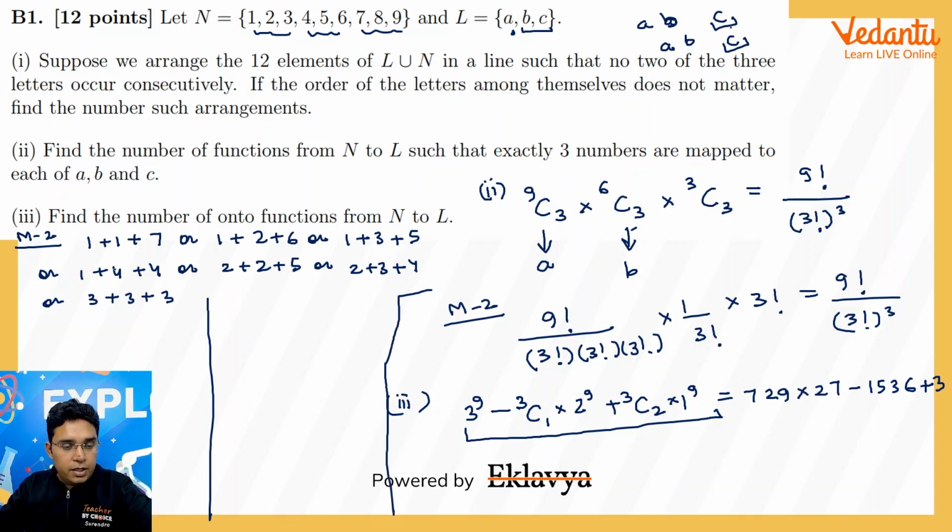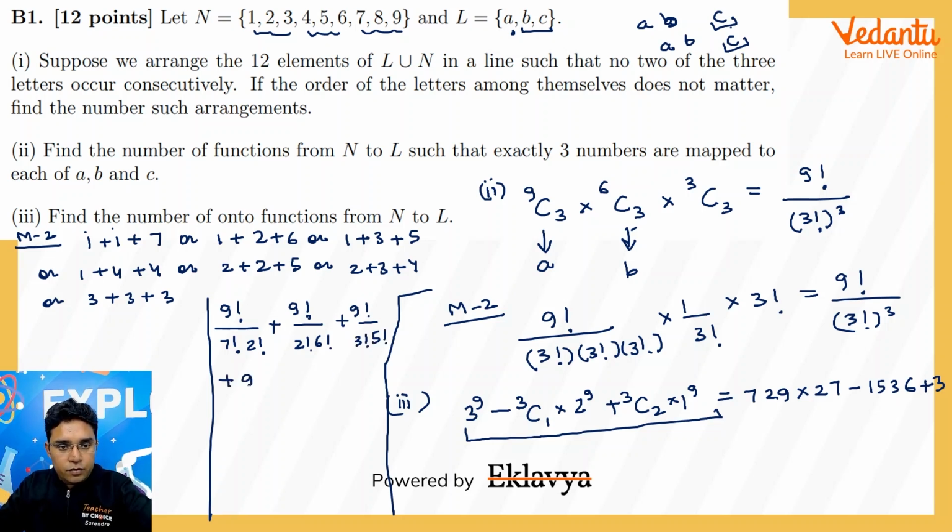And how is it done? For the first group, it will be 9 factorial upon 1 factorial twice. There is no need to write 1 factorial, but because two groups are of the same size, an additional 2 factorial will be divided here. Plus for the second one, it will be 9 factorial upon 2 factorial, 6 factorial. For the third one, it will be 9 factorial upon 3 factorial, 5 factorial.